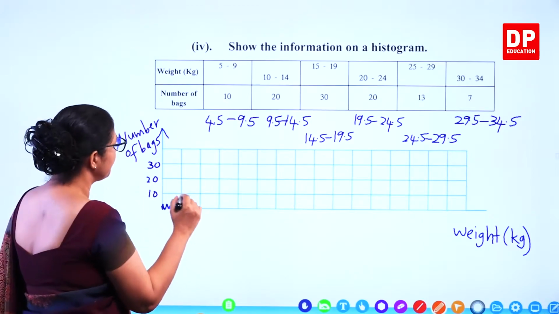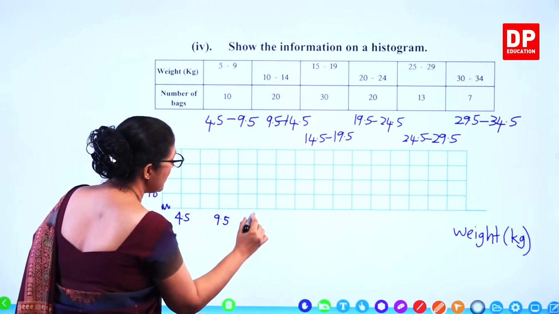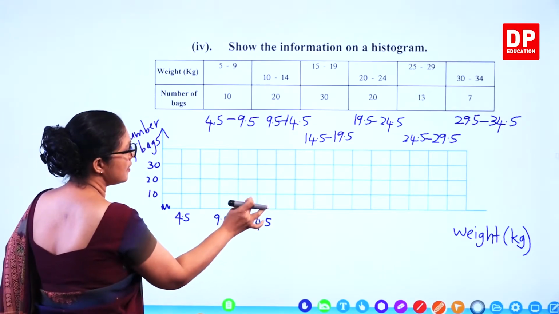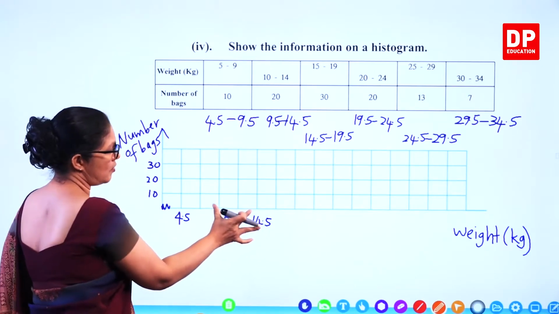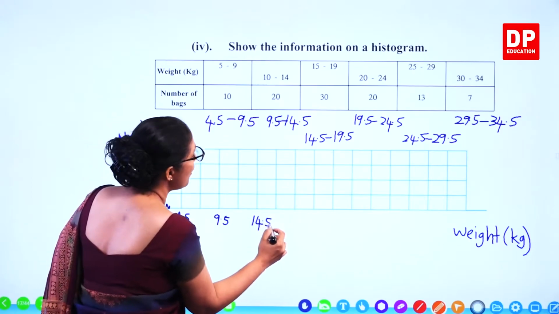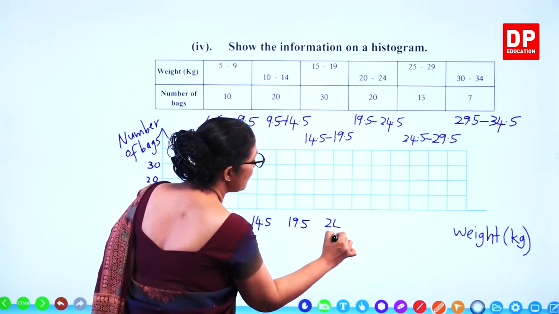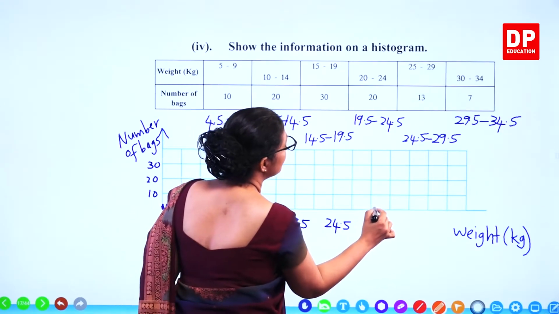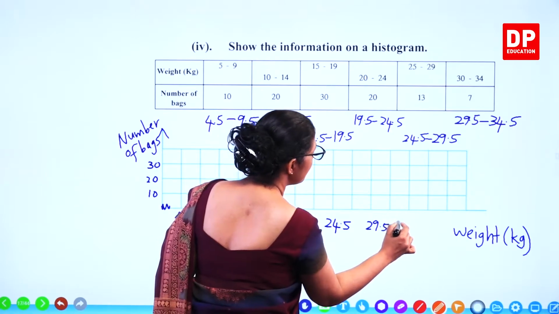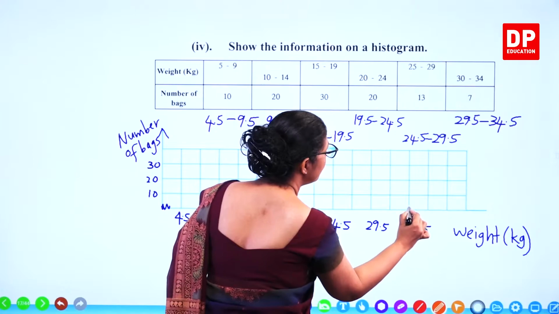4.5, 9.5. Gap is the same, so you don't have to worry about the value. So you can take 2 squares for the gap. 14.5, 19.5, 24.5, 29.5 and 34.5.